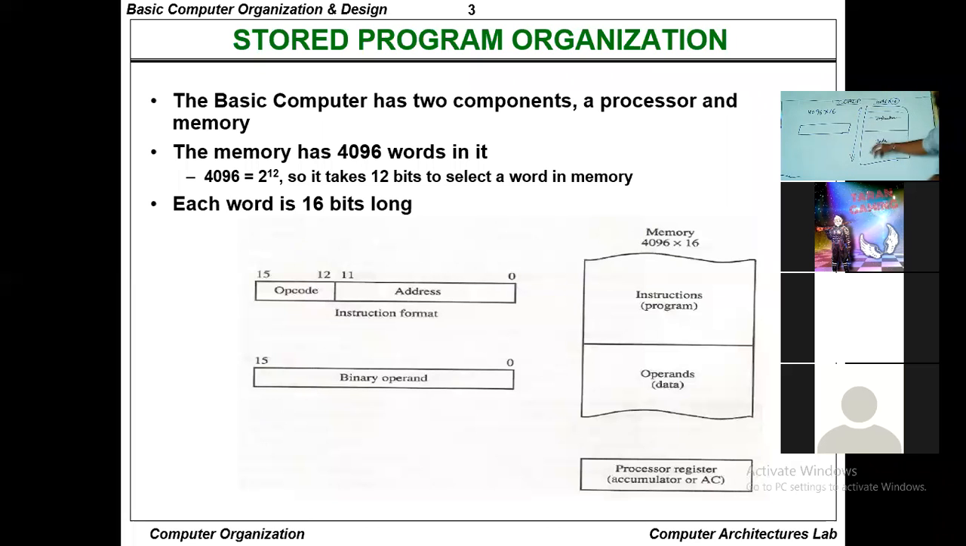Our memory size is 4096. Means we have 4096 words we can store in the memory. And each word is of 16 bit, numbered from 0 to 15. In this way, we can represent a memory word.